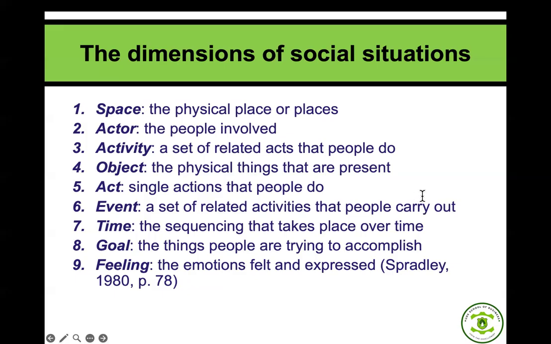Now, each of these dimensions helps us understand different aspects of social situations. So, for example, if we were studying a classroom, in that case, the space will be the classroom layout. The actors will be the teachers and the students. The activities will be teaching and learning. The objects will be books and desks. The acts will be writing and speaking. The events will be lessons and then discussions. The time would be the class time, the class duration, and the class schedule.